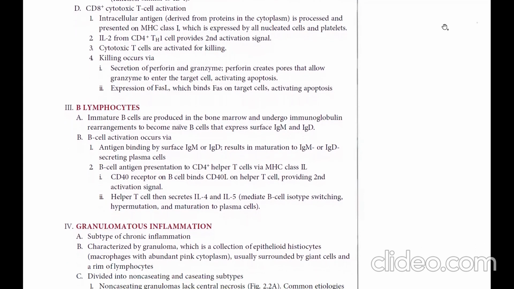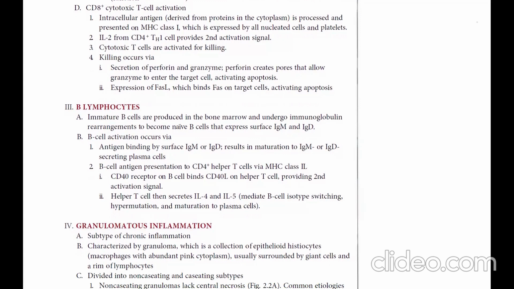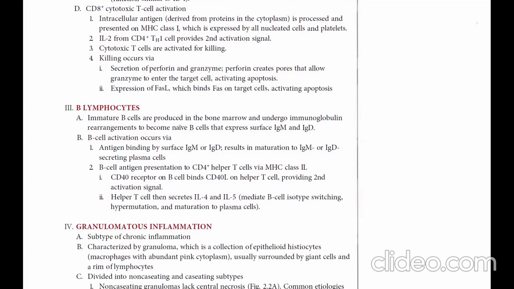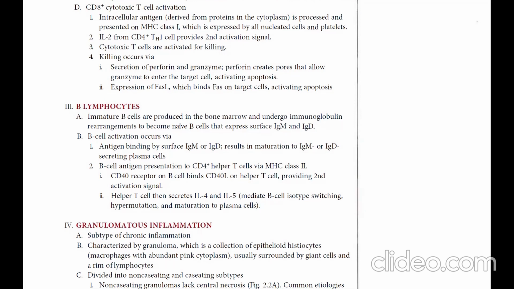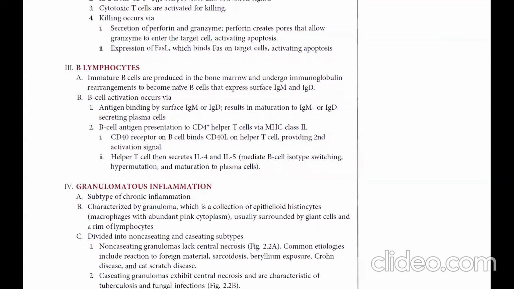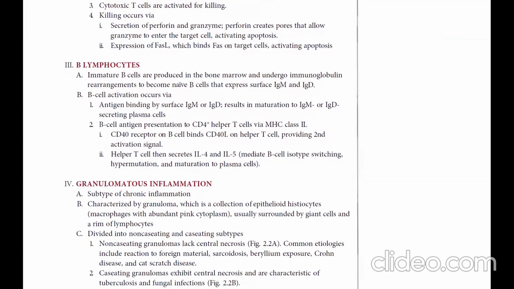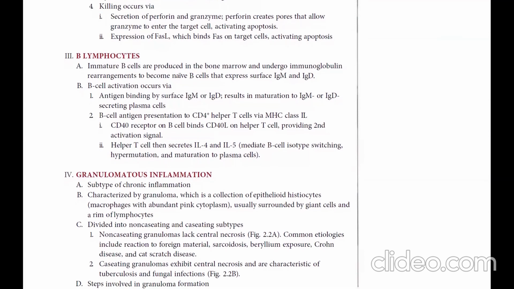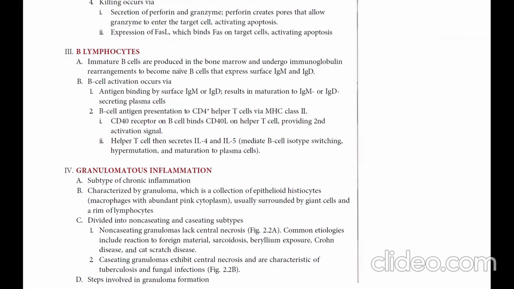The B cell presents antigen to the CD4 helper T cell via MHC class 2. CD40 on the B cell binds to CD40 ligand on the helper T cell, providing the second activation signal. The helper T cell then secretes interleukin-4 and interleukin-5, which mediate B cell isotype switching, hypermutation, and maturation to plasma cell.